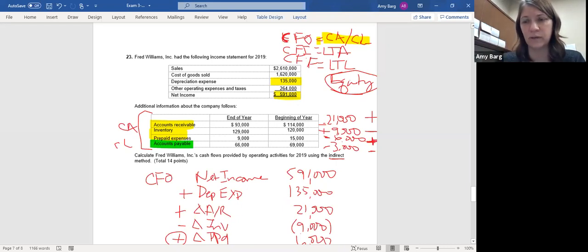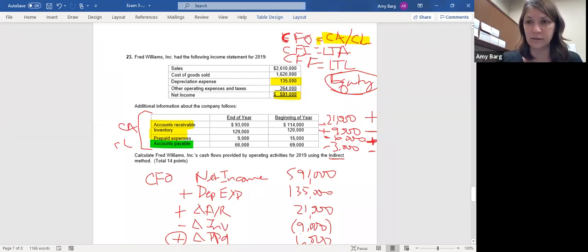Like the direct method, we care about where the cash comes from. So the cash that comes in from customers and the cash that goes out to all the people that it goes out to. But the indirect method, we're adjusting net income. So that cash is already included.